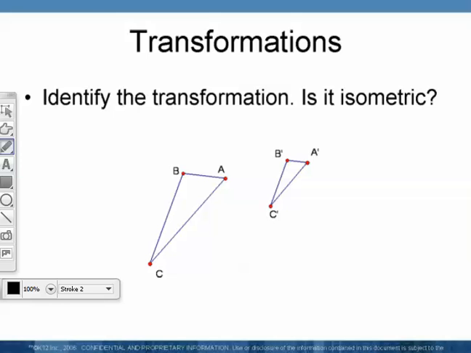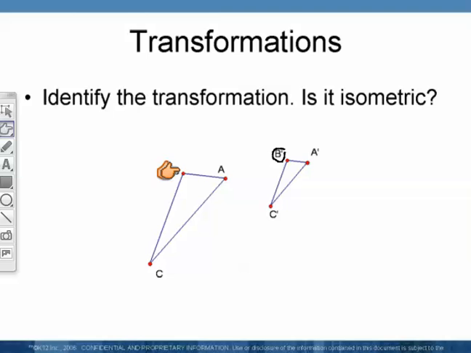Oh, wait a second, Mr. Green. Look at this one. It's smaller. The image over here, see, that's got the primes. The image, see, that's got the prime right here on the B prime. The image is much, much smaller than the original pre-image, B.